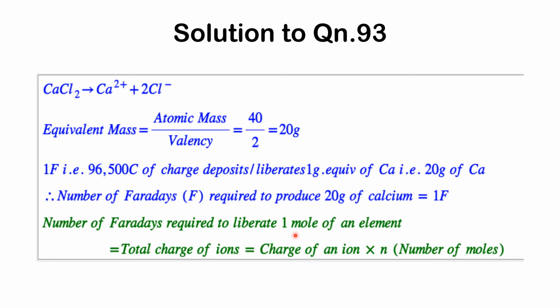And always remember, the number of Faradays required to liberate 1 mole of an element is equal to the total charge of the ions. Here it is charge of an ion into number of moles. Here the charge is plus 2 and the number of moles is half. So when we cancel, we get 1. So either way, the answer is 1.